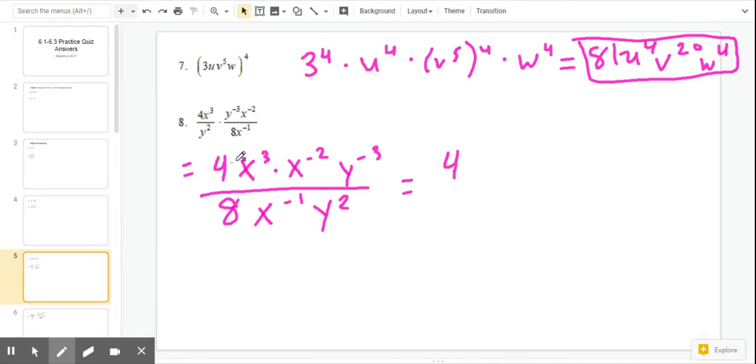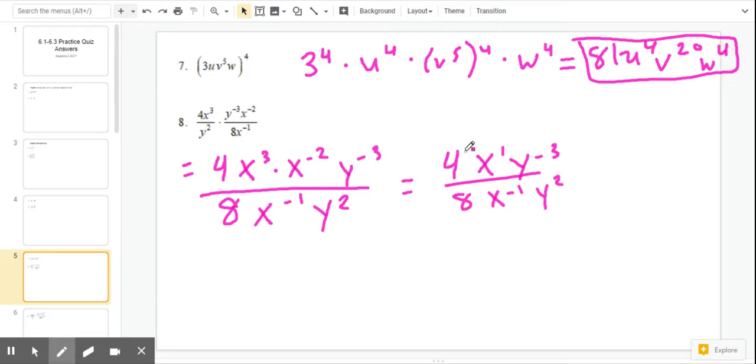So we can do x cubed times x to the negative second. So we can add those together because x and x, that's the same base. So 3 plus negative 2 is just 1. So then we have x to the first, y to the negative third over 8, x to the negative first, y to the second. So now we've got kind of 3 different division problems going on here.